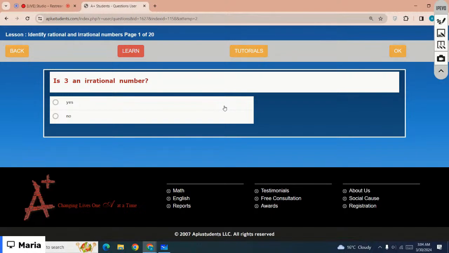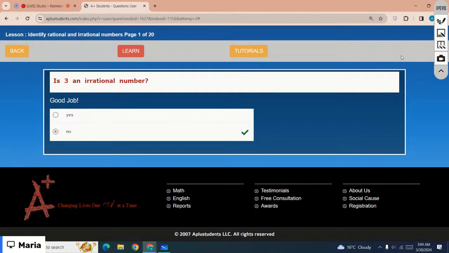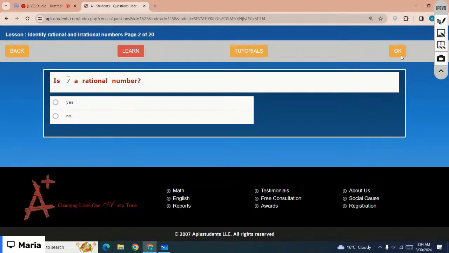The next one is 3 an irrational number? So which is the correct option? No, 3 is not an irrational number, right? The correct option is no, 3 is not an irrational number because you can write it as 3 by 1, right? Whenever you have a number that does not have any denominator, that means its denominator is 1, right? So you can write 3 as 3 by 1.